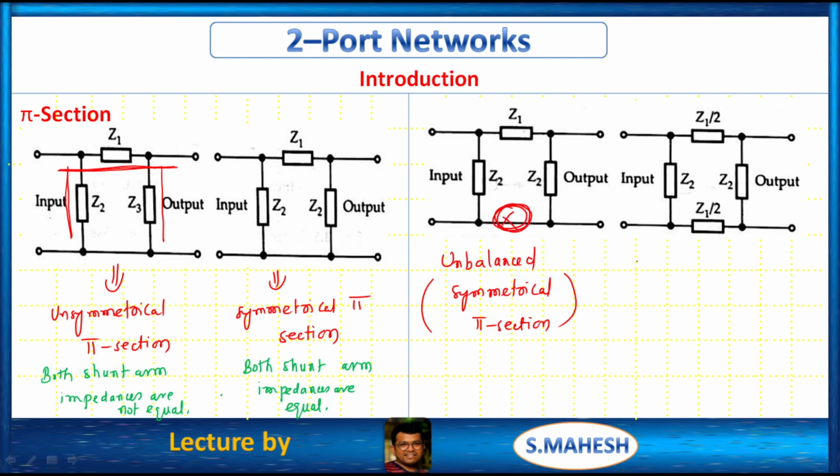That's it. Okay, this is what? Balanced symmetrical, because all impedance values in shunt manner as well as in series manner are equal, right? That's it. This is balanced symmetrical pi section.